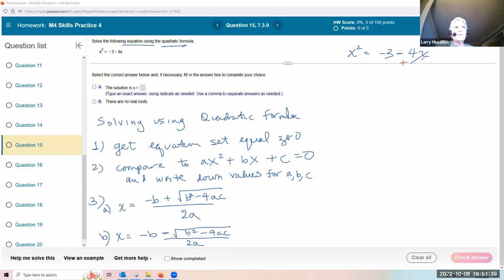I'm going to start out adding 4x to both sides. I'm trying to get a 0 on the right-hand side. So this cancels out, and I have x squared plus 4x equals negative 3. Now I'm going to add 3 to both sides to finally get this set equal to 0. This cancels out, and I get x squared plus 4x plus 3 equals 0.